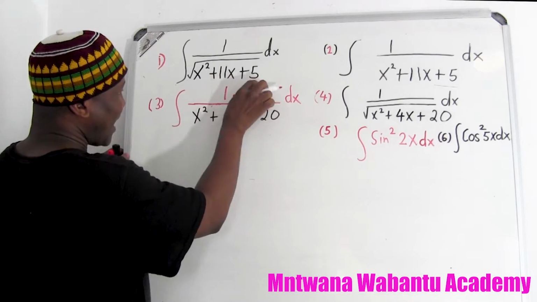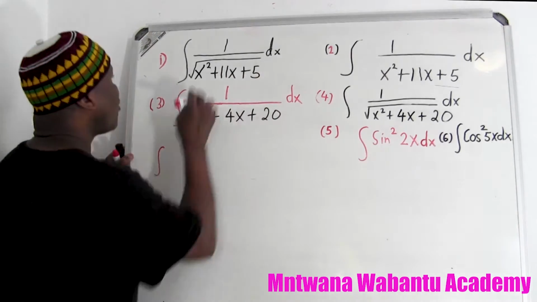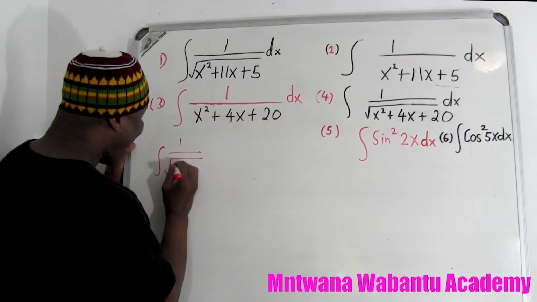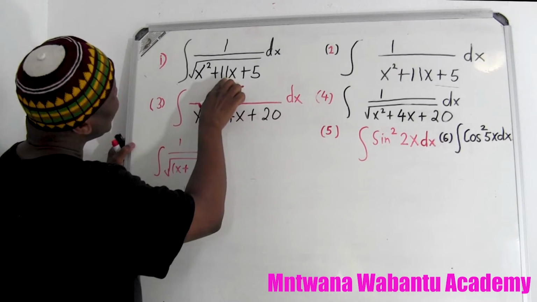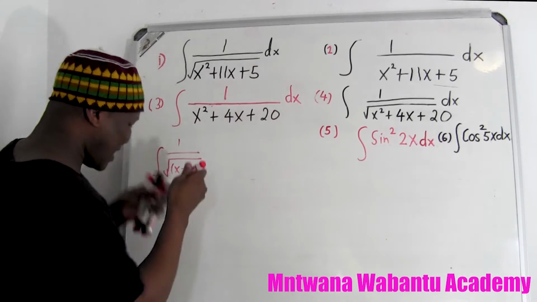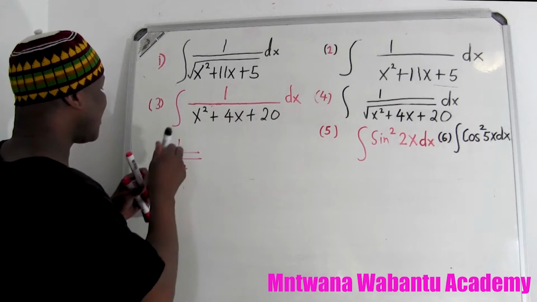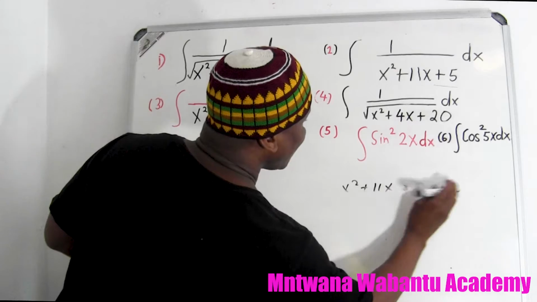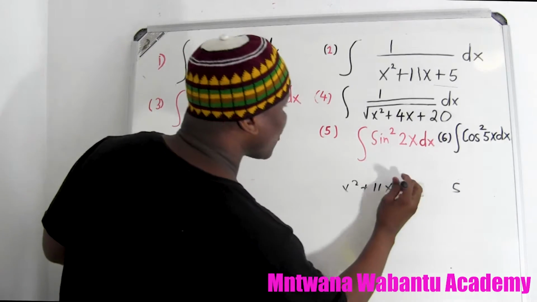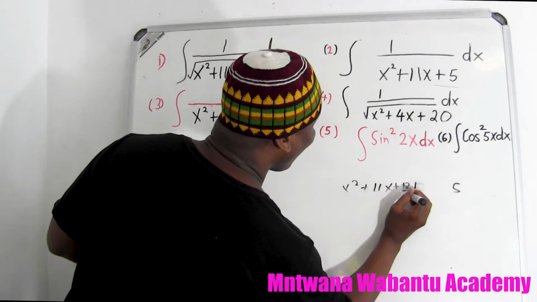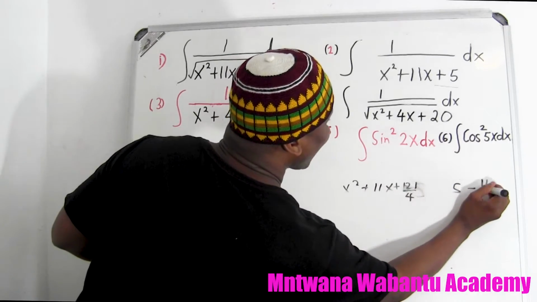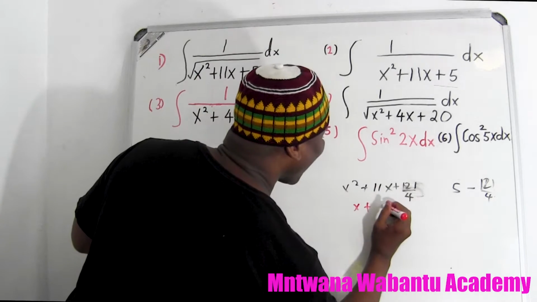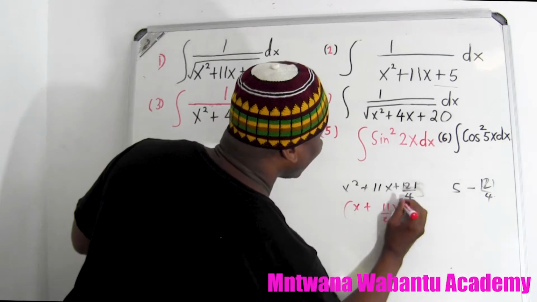Make sure you split this. So I'm going to say you've got the integral of 1 over, and if I complete the square right there, this is going to be x plus 11. When you complete the square, let's say x squared plus 11x plus 5, I can separate it, so the 5 is going to be here. Take 11 divided by 2 squared, which is plus 121 over 4, and minus 121 over 4. So then this is going to be x plus 11 over 2, bracket squared.